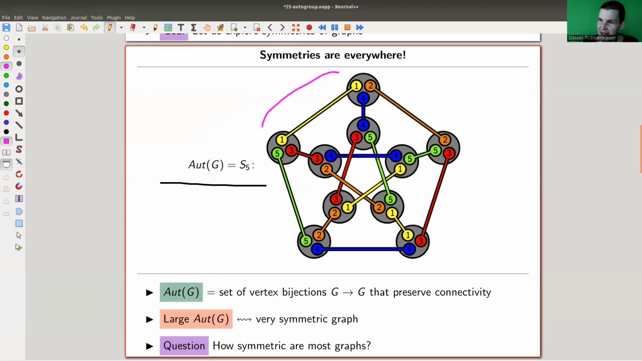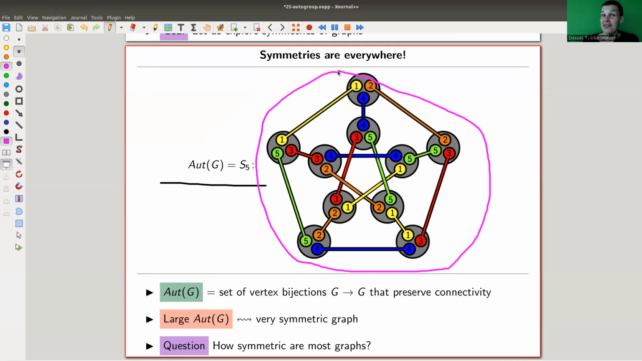So for example, this guy is really symmetric. You can just eyeball that. It's obviously really symmetric. Or you can say its automorphism group is really large. It's S5, which has 120 elements. It's very large compared to the number of vertices, which was 10. And so it's a very symmetric object. But if I draw some graph like this here, this doesn't look very symmetric to me. And it probably has a very small automorphism group.